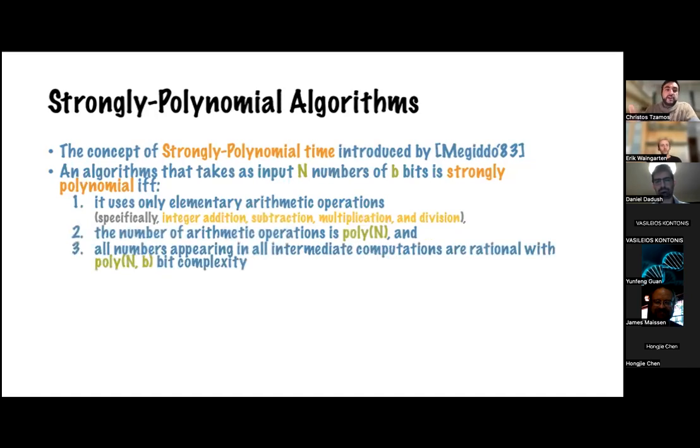At the same time, it has a more strange requirement: any number that appears in intermediate computation must be rational, and its bit complexity must be polynomial in n and b. It must not explode the bit complexity of the numbers, because otherwise it couldn't even be simulated, and it wouldn't even be polynomial time. Once you have these requirements, these algorithms are called strongly polynomial.